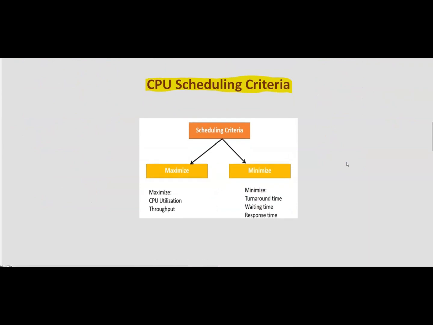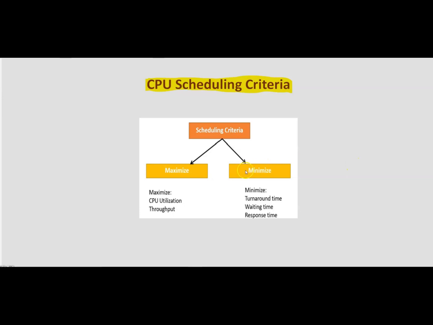So the next topic we are having is the CPU scheduling criteria. On what basis are we actually deciding the CPU scheduling? So we are having some parameters, and on those parameters we are making that decision.